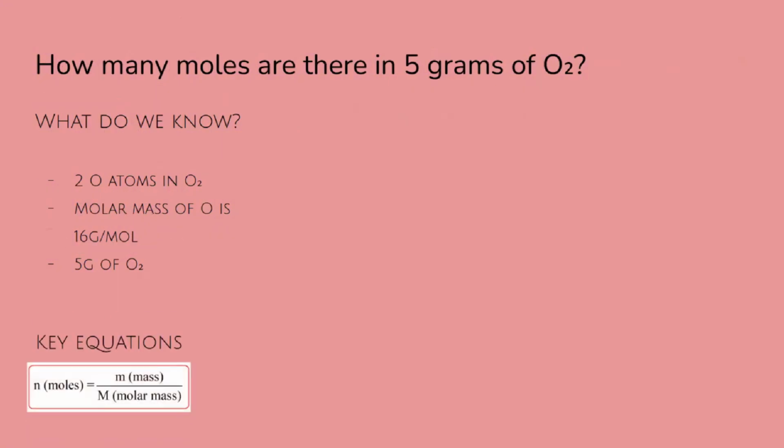And the only one that we need to know is that n equals m over M. So moles equals mass over molar mass. So, the first thing that we're going to do, we can break it down into 2 easy steps. First things first, we calculate the molar mass of O2. And we do that by multiplying the 2 atoms by oxygen's atomic mass. And we multiply 2 by 16 to get 32 grams per mole.